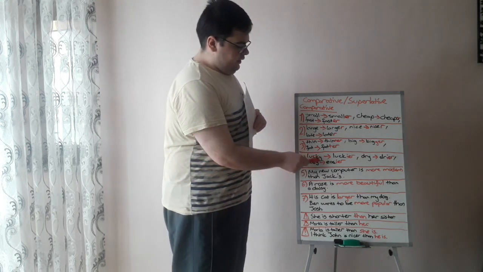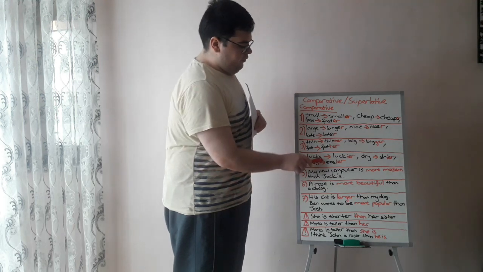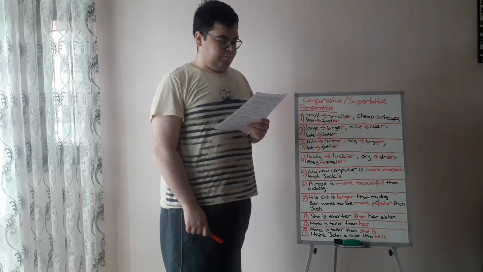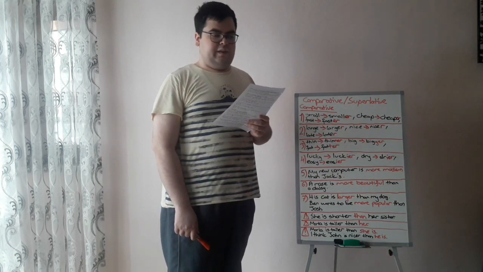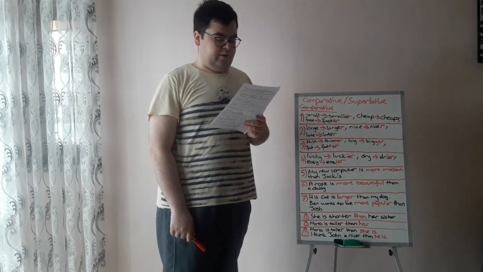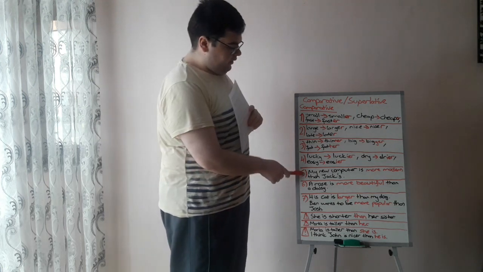We drop the Y at the end of the word. We add IER. For most adjectives with two syllables, we use more plus adjective. Let's look at our example.